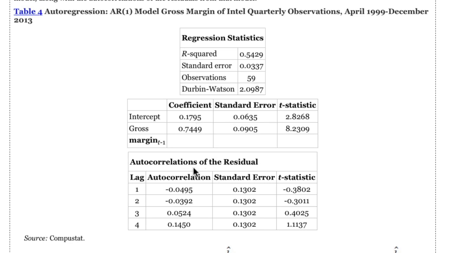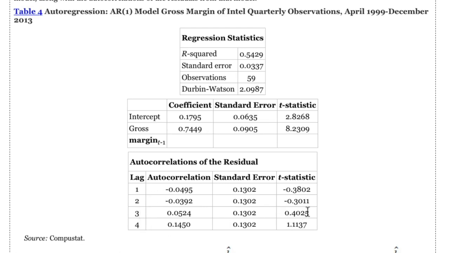Look down here. Here's the autocorrelations of the residual. This is something you can ask your software to do. Once you're modeling an AR1 model, you're going to want this output, because what we want to do is check for significance down here. If we have no significance, we fail to reject the null. The null hypothesis is that the autocorrelation of the first lag, the second lag, the third lag, the fourth lag is all 0.